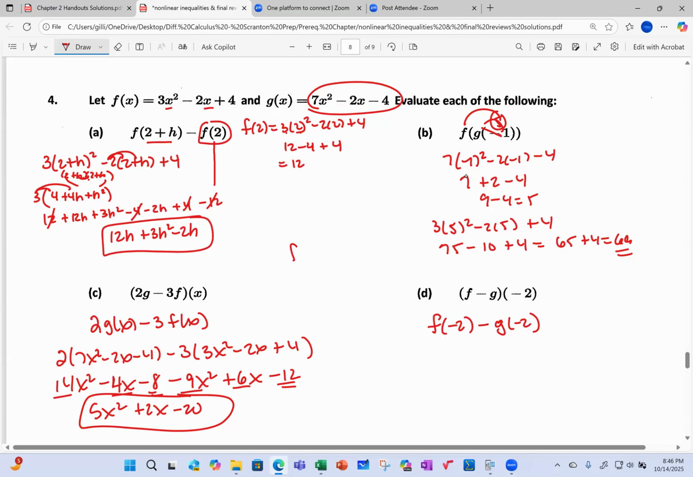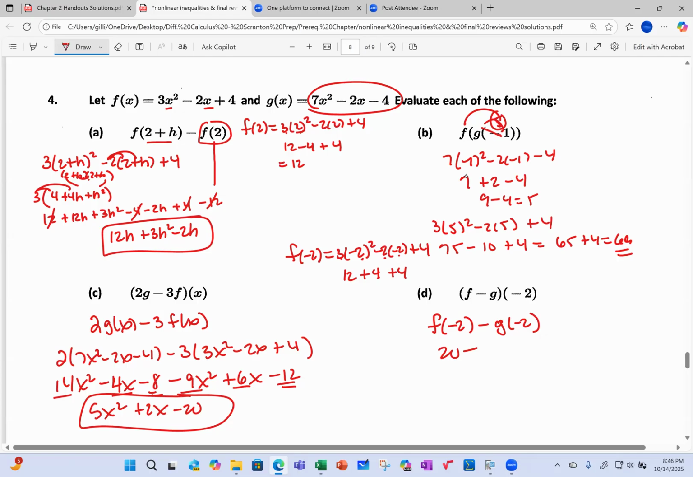So what is f at negative 2 equal to? Just replace x there with negative 2. Negative 2 squared is 4 times 3 is 12 plus negative 2 times negative 2 is 4 plus 4. And 8 plus 12 is 20.